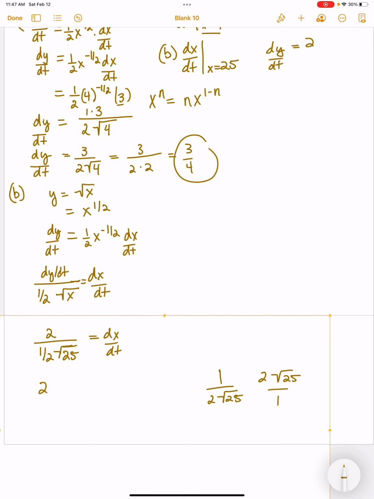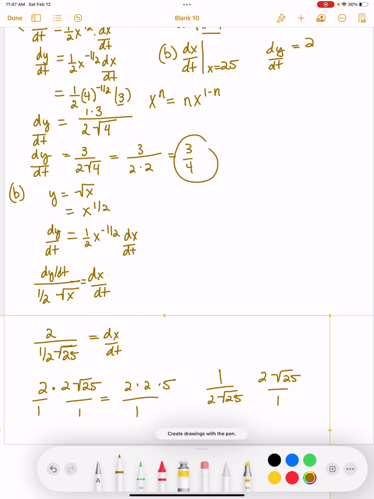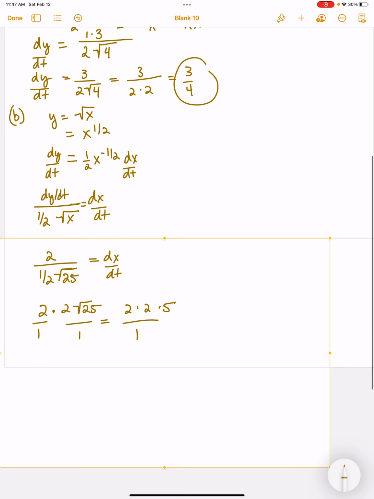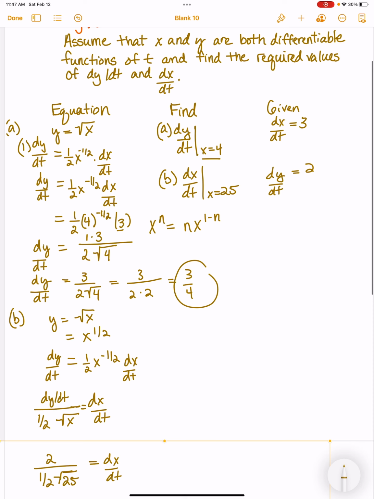Okay, so we're going to flip. We're going to say 2 times 2 over the square root of 25. The 2 is over 1. This is going to give us 2 times 2 times the square root of 25, which is 5, all over 1. That means the derivative of x with respect to time is 2 times 2, which is 4, times 5, which is 20. That's 20.